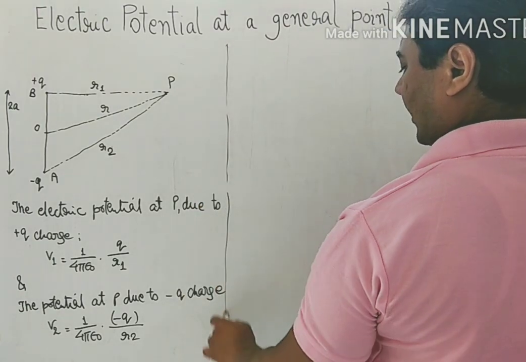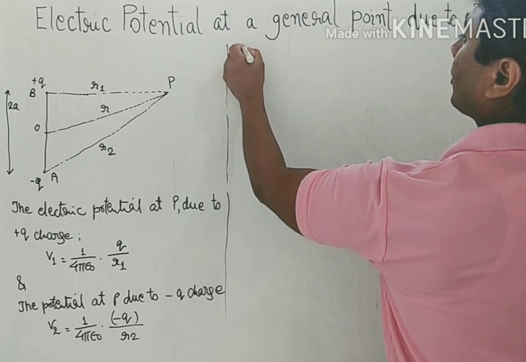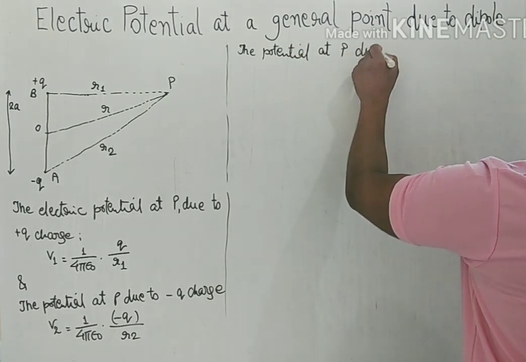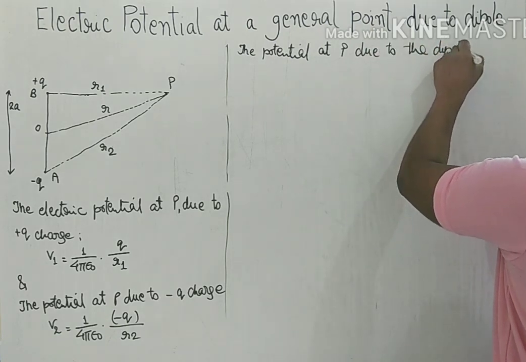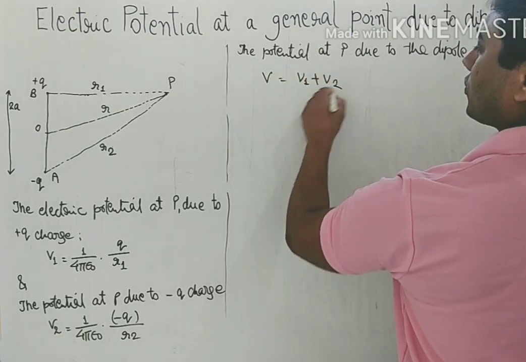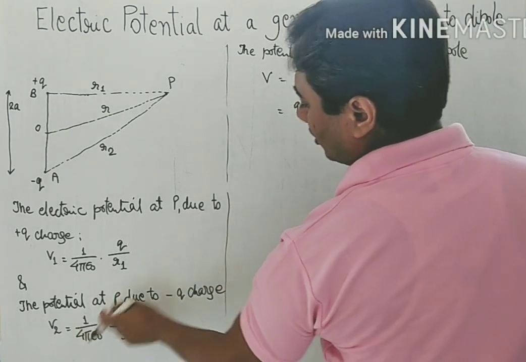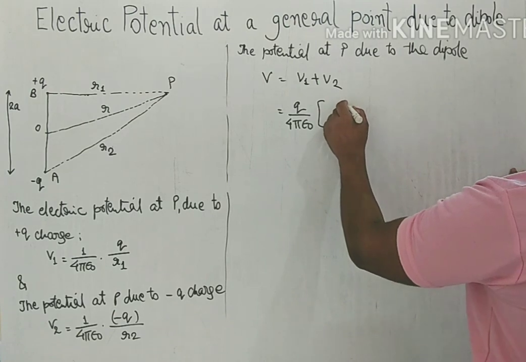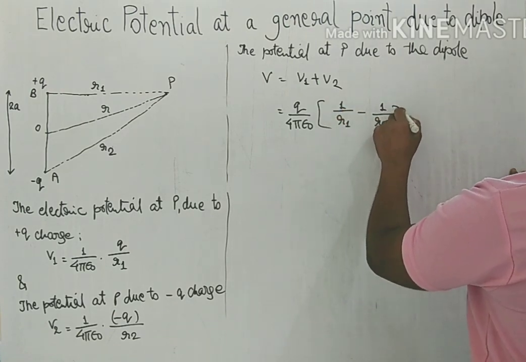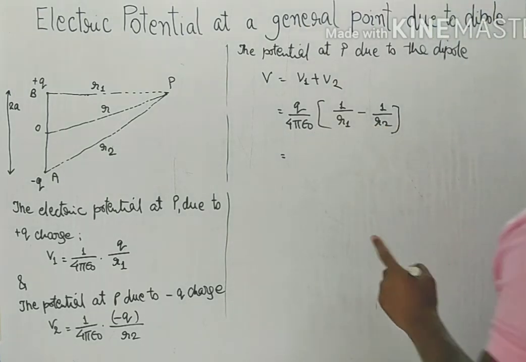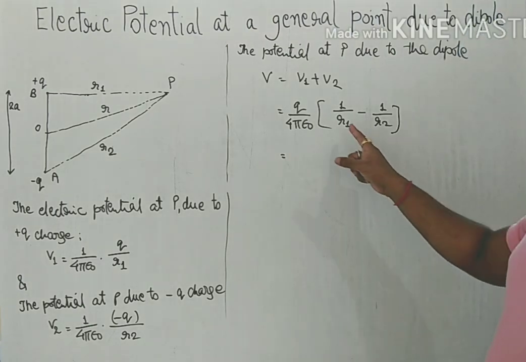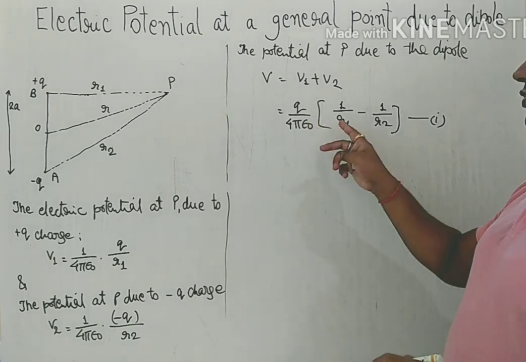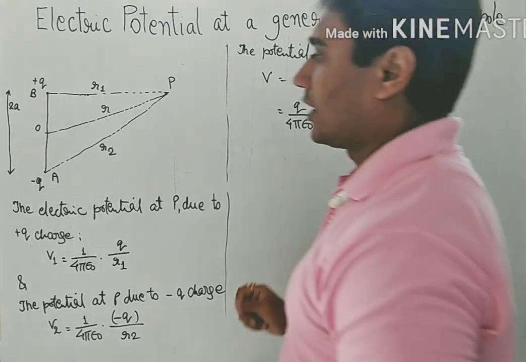Now we go for the calculation of the total potential. The potential at P due to the dipole, V equal to V1 plus V2, and here we have the common term Q by 4 pi epsilon naught, so you keep it common, and later this term will be positive and this will be negative, so you write 1 upon R1 minus 1 upon R2. Say this is equation number 1. Our task now is to calculate the values of R1 and R2. For that, what do we do?